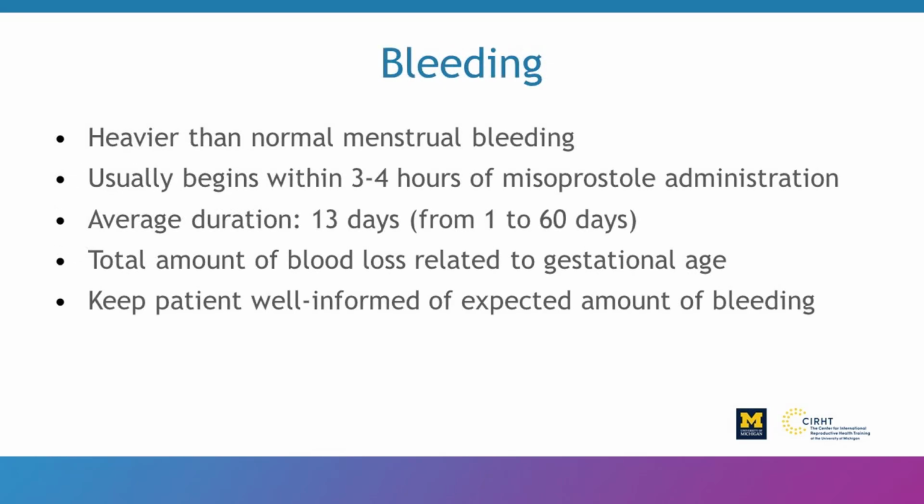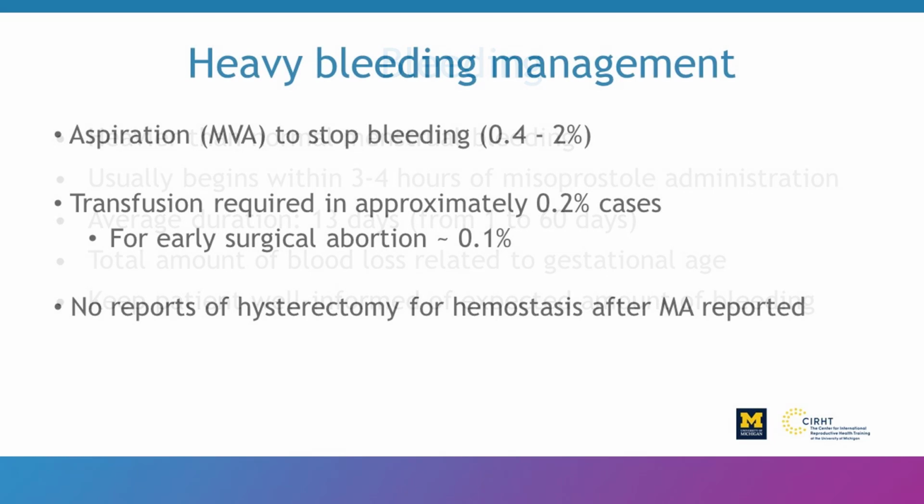So heavy bleeding leads to a vital sign derangement, or women may be hypotensive. Okay, so this clinical condition has to be managed in this way. You need to act immediately, and you have to do manual vacuum aspiration.